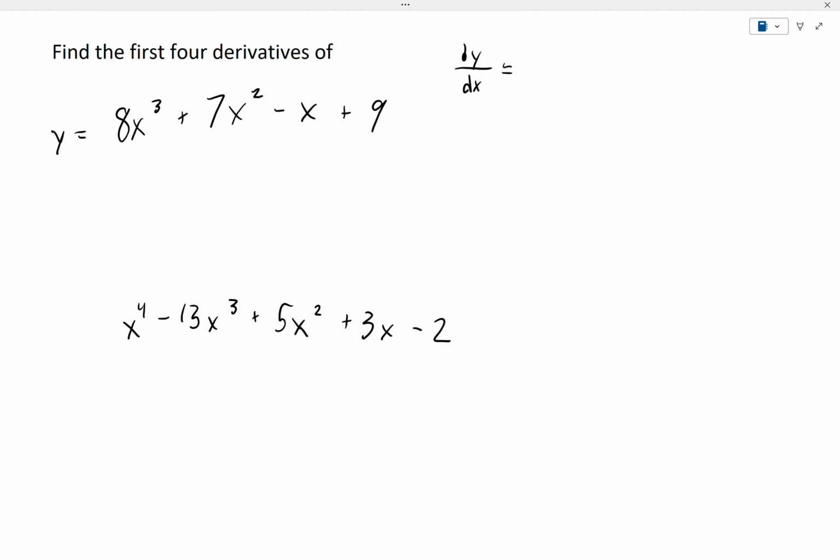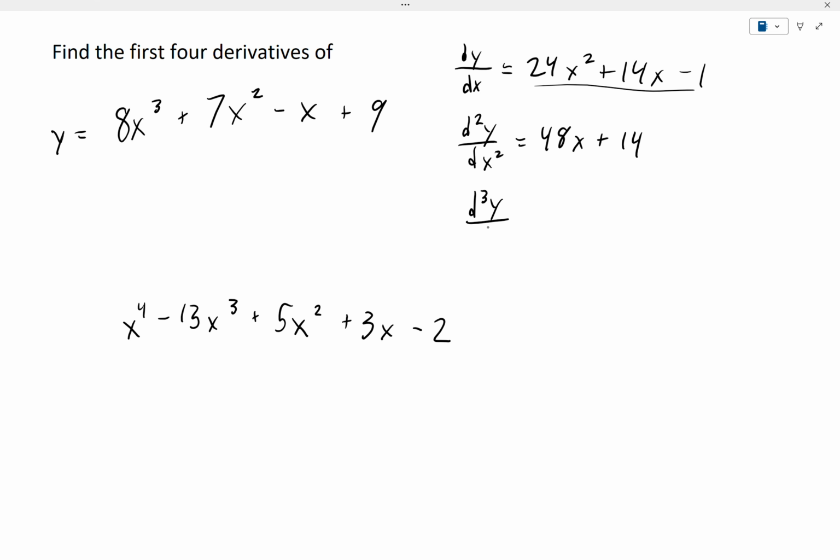So what is the derivative of this? That's easy, that's just the power rule. You know how to do that. That's 24x squared plus 14x minus 1. Well, there we go. And we're looking for the first four derivatives, though, so that means we're also looking for this guy, the second derivative, the derivative of your derivative equation. So what is this thing's derivative up here? Once again, you just use the power rule, and you end up with 48x plus 14.